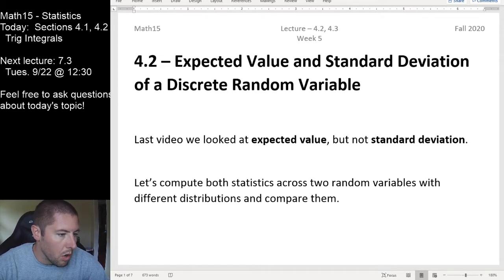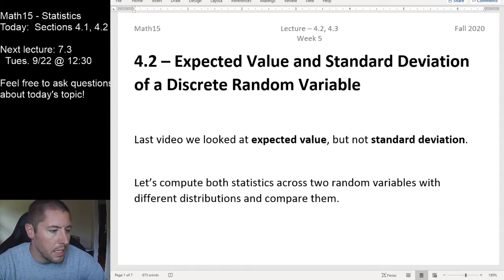And so yesterday we looked at expected value of a random variable, a discrete random variable.